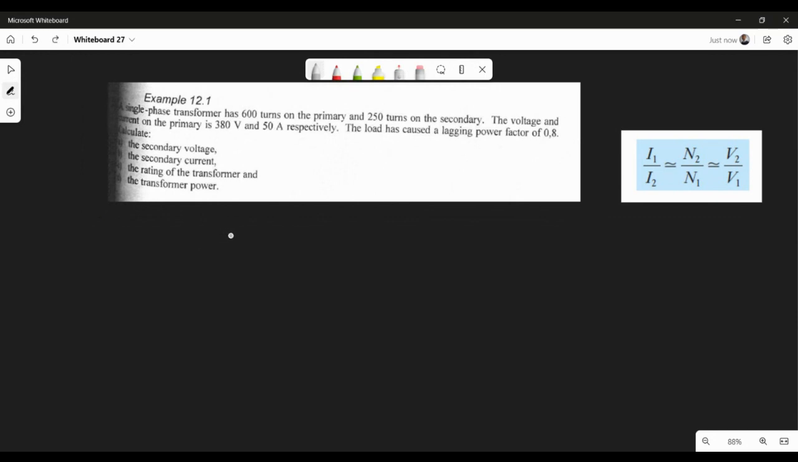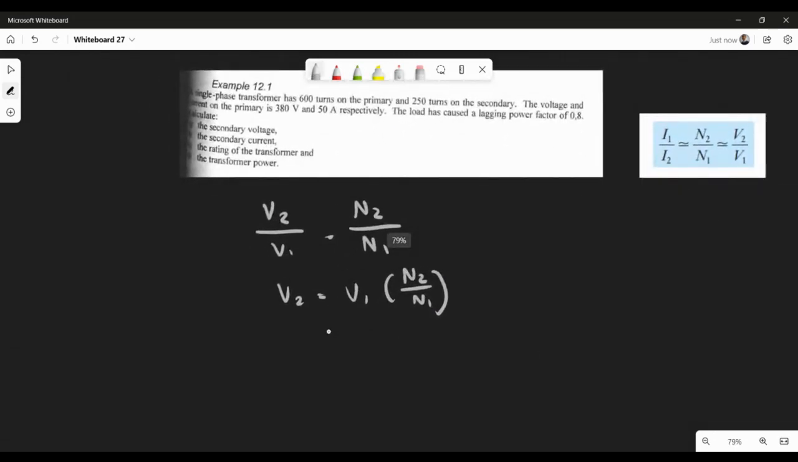Secondary voltage, I know it's V2. So V2 divided by V1 equals N2 over N1. This is definitely given on your formula sheet, pretty sure of that. So for the secondary voltage, that's easy. V2 will be equal to V1 times N2 over N1. So it's 380, and then N2 over N1, 200 over 600. What am I expecting? Because there are fewer turns on that side, like a big gear wheel and a small gear wheel: small torque, high current. Okay, so what is my answer?